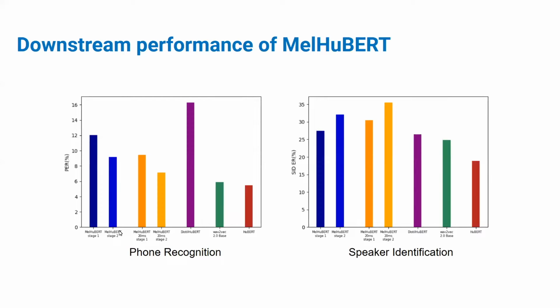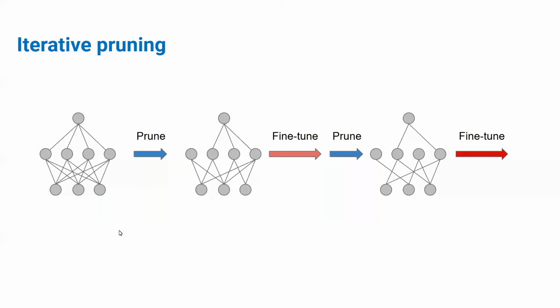In terms of phone recognition, Mel Hubert is now not far behind Hubert. However, there is still a gap between Mel Hubert and Hubert on speaker identification. It might be due to the absence of ConvNet, and we are currently looking into this. Next page. That is our baseline model, and let's move on to weight pruning. In weight pruning, we iteratively prune some percentage of weights in Mel Hubert followed by fine-tuning until the desired sparsity is reached. Next page.